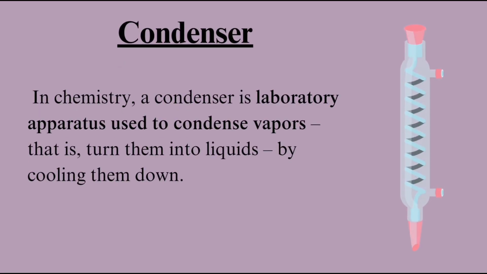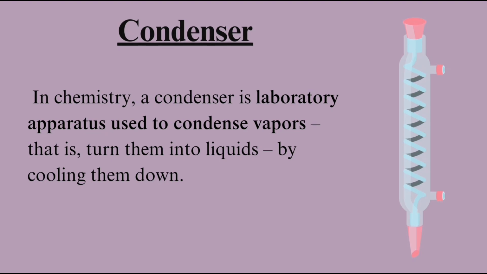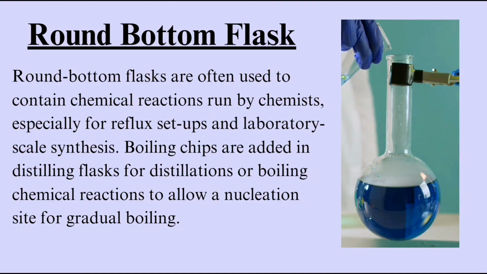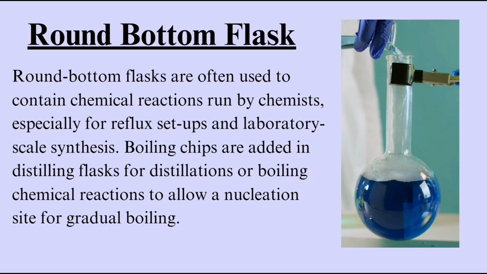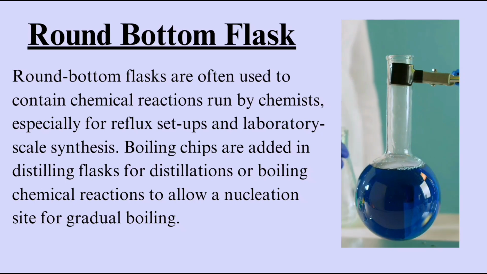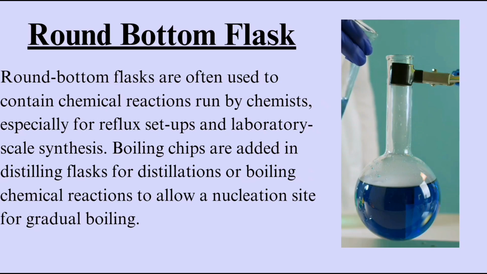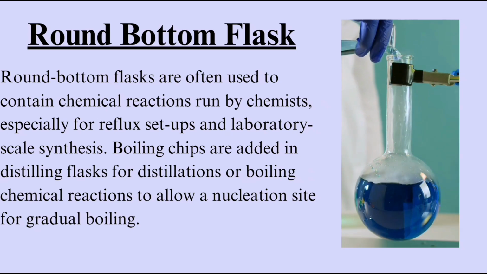Condenser. In chemistry, a condenser is laboratory apparatus used to condense vapors, that is, turn them into liquids, by cooling them down. Round bottom flask. Round bottom flasks are often used to contain chemical reactions run by chemists, especially for reflux setups and laboratory scale synthesis. Boiling chips are added in distilling flasks for distillations or boiling chemical reactions to allow a nucleation site for gradual boiling.